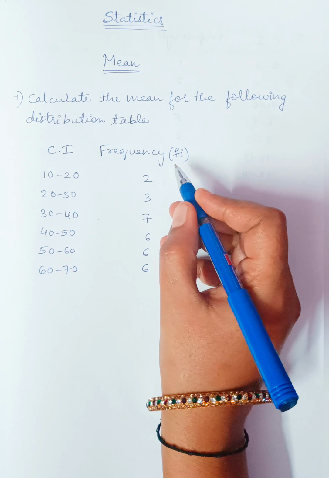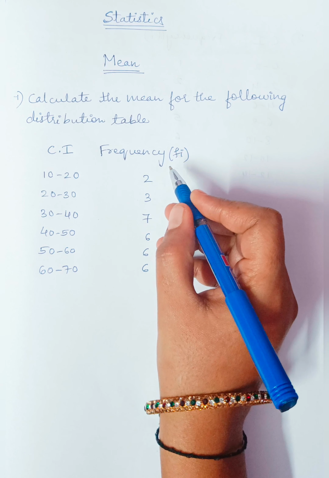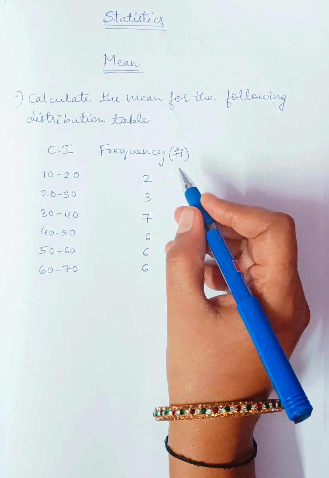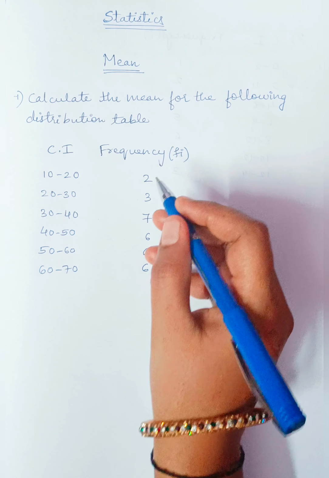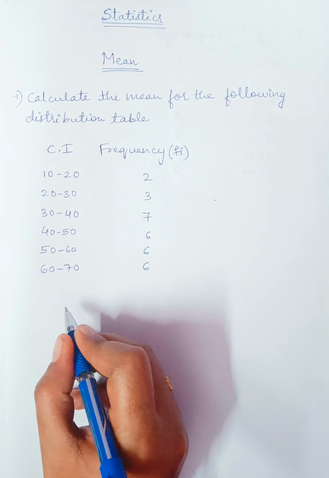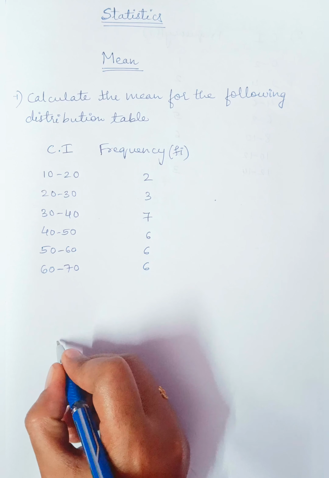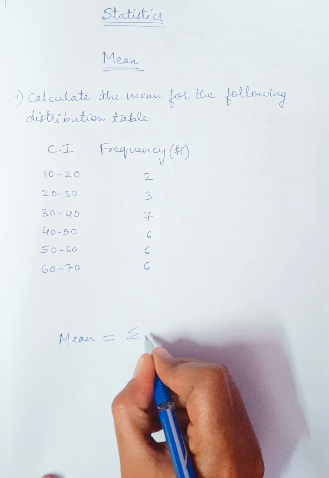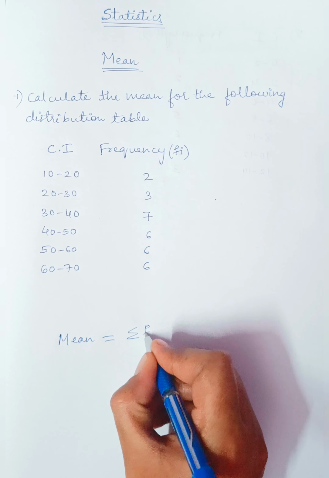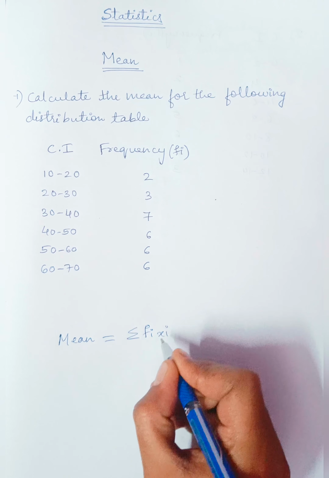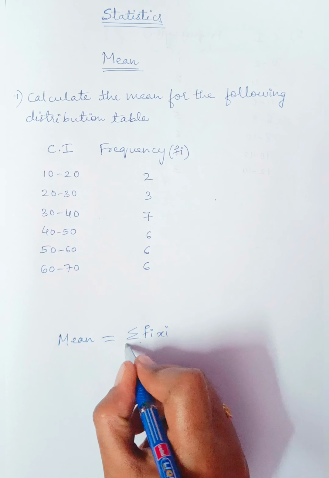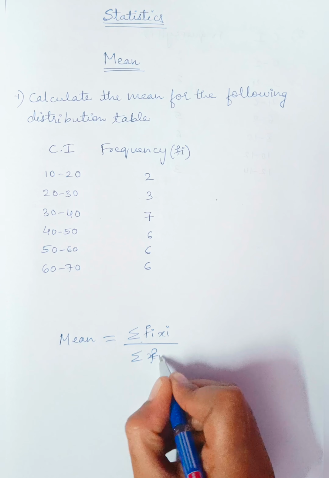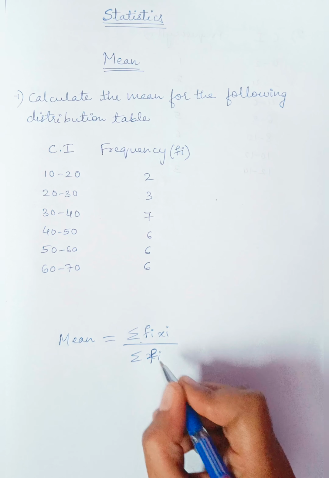Now, what things we need to find in this? First of all, let us write the formula for mean. Then we will know what all the things we need to solve in this. So, the formula for mean is equal to summation Fi xi divided by summation Fi.